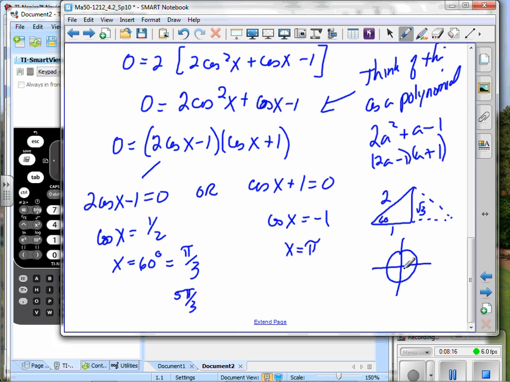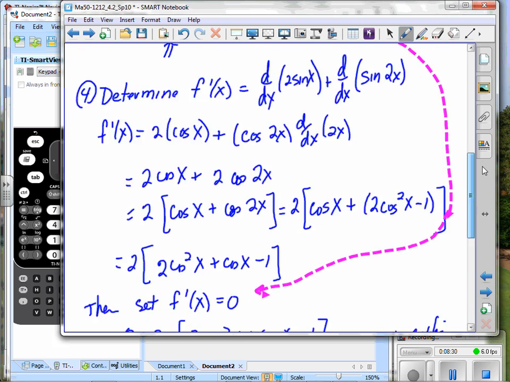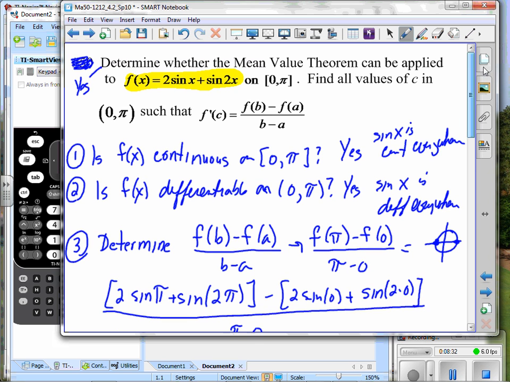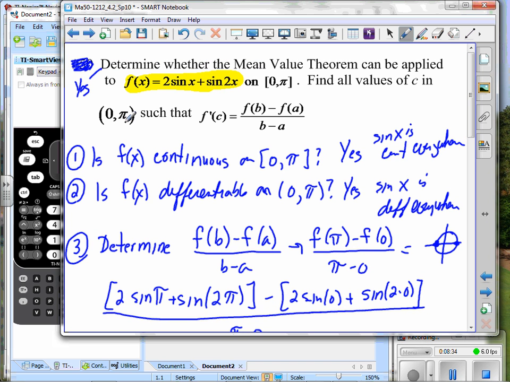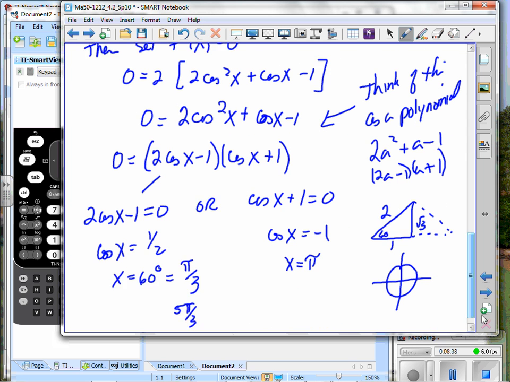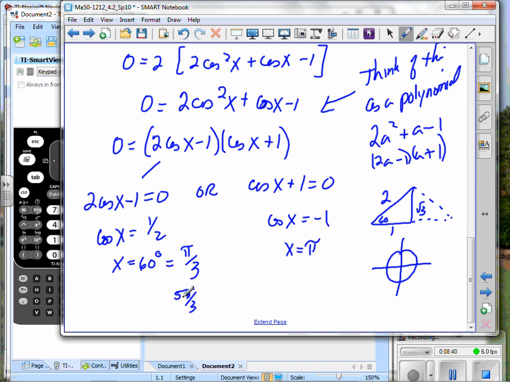If it's -1 at pi, it could also be -1 at 3 pi. Any rotation is going to bring it back. But what do we have to consider here? The interval is only 0 to pi. Okay? Only 0 to pi. So, do we have to be concerned about 5 pi divided by 3? No, it's not in the interval. It's an open interval, 0 to pi.